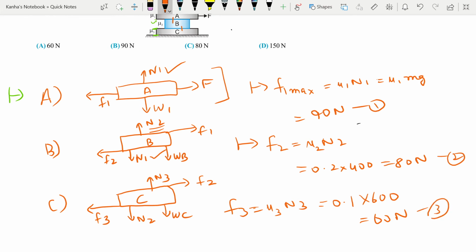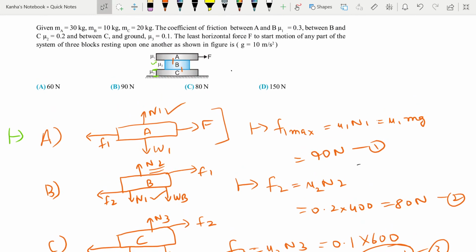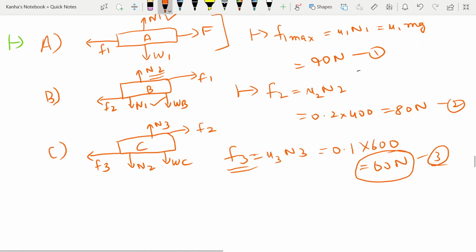So we see that the maximum frictional force that the third surface can apply is 60 Newton. So this will be the first one to move. That is why, as soon as my applied force exceeds 60 Newton, I'll be able to move this body.